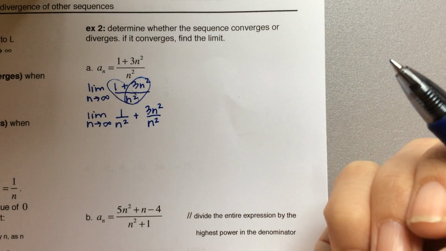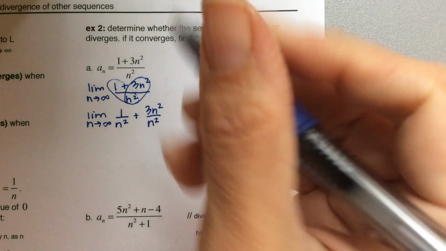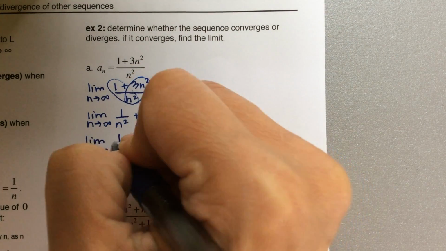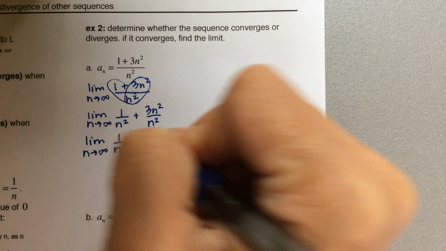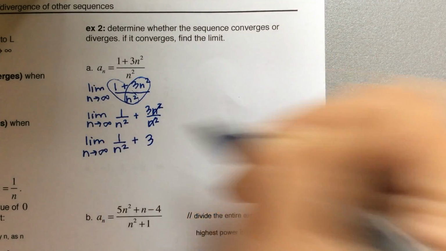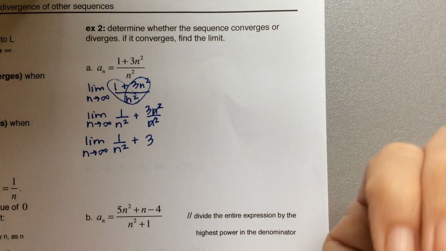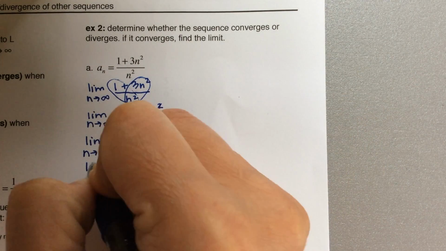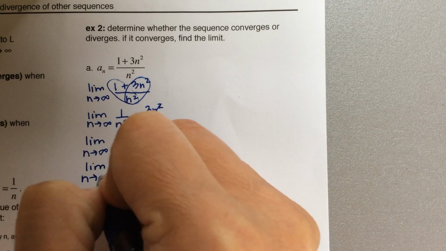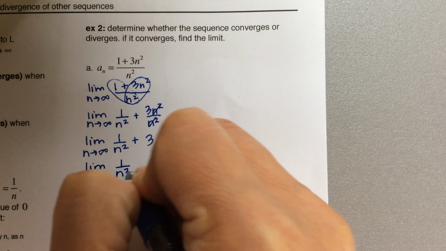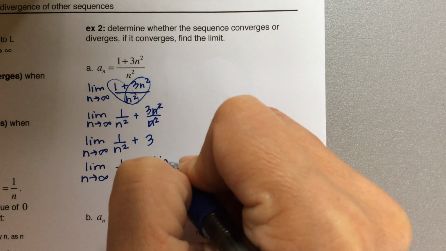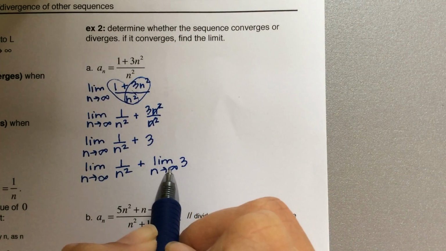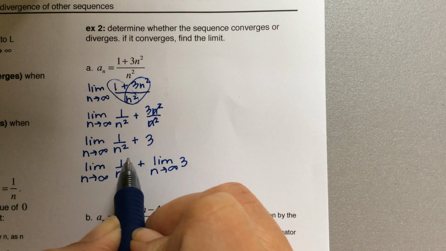After you do this, now you can see that we can reduce right here. So next step is to reduce. These are going to cancel right here. Okay, what we're going to do next now is we're going to use some of our limit laws to break this up so we can evaluate it. So the limit as n approaches infinity of 1 over n squared plus the limit as n approaches infinity of 3.